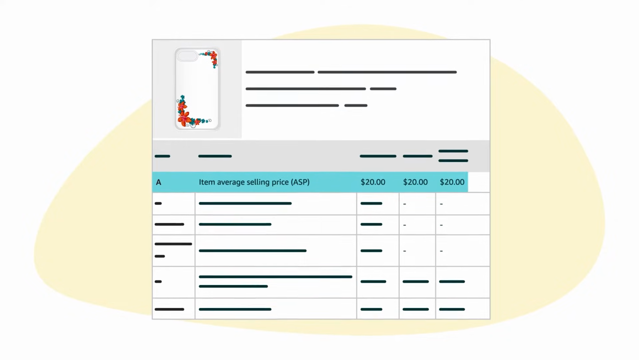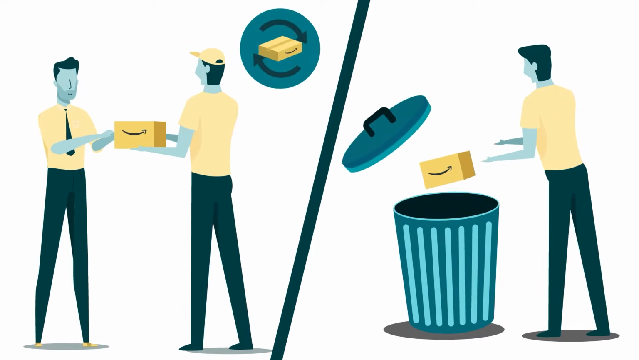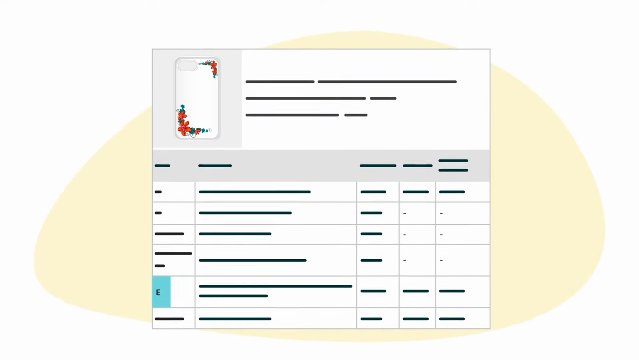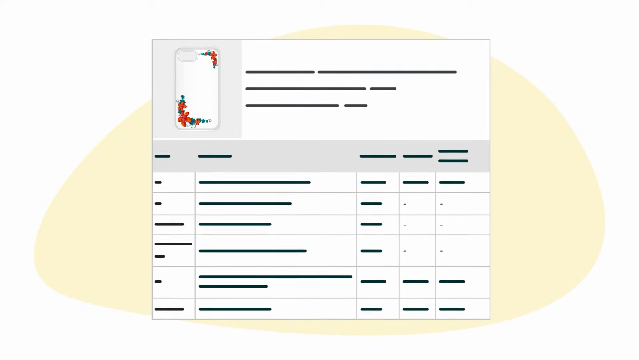Row A shows the average selling price for your case at $20. If you want to have this item disposed of or returned to you, you can see in row E that you would be charged a 25-cent processing fee. FBA Liquidations gives you a third column, Liquidate.